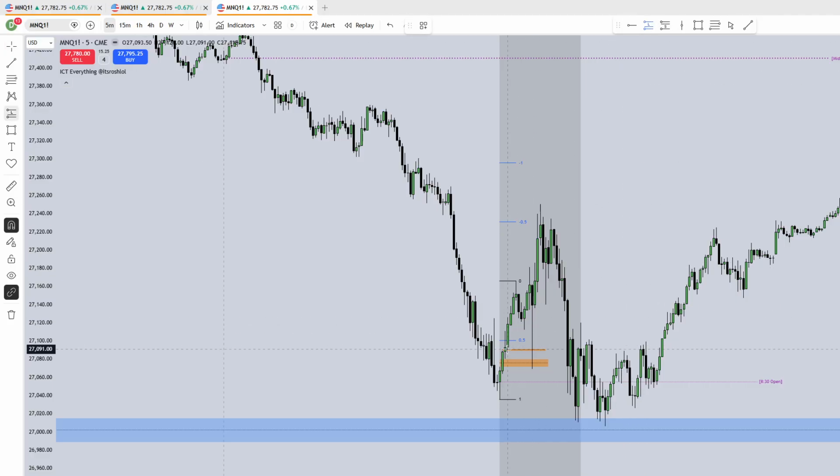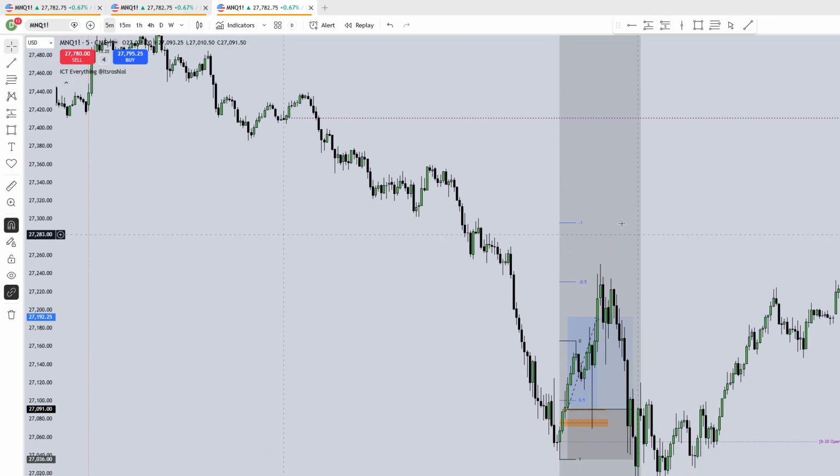So I entered here, you know, at the fair value gap below discount, and I'm looking for a premium array to target, and this imbalance here at 7 o'clock really stood out to me at this negative 0.5. This is what it looked like. I entered here, targeted that for 2.15 R, and that was the trade I took on Tuesday.